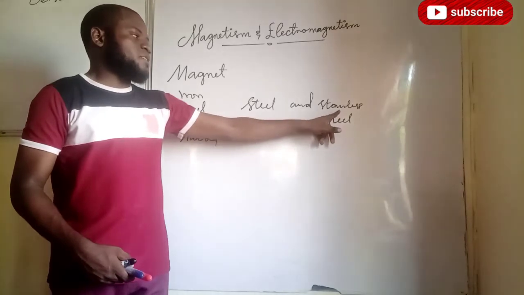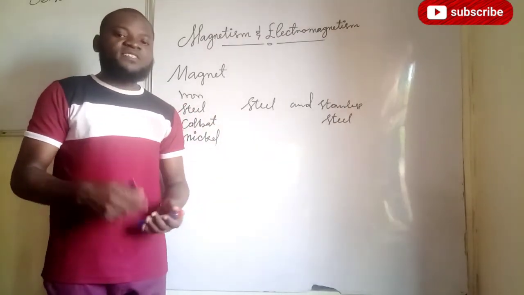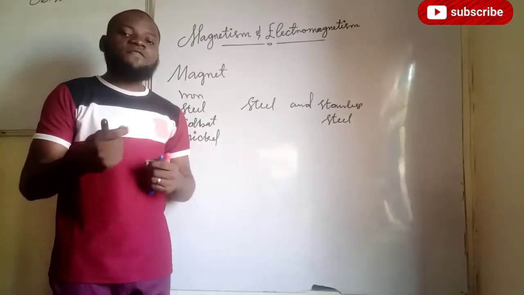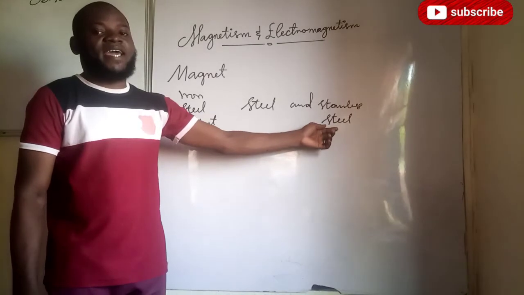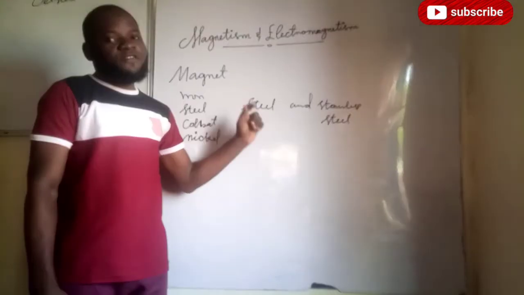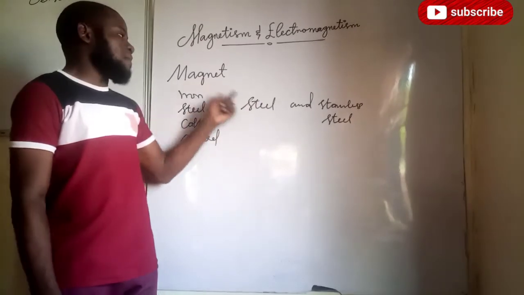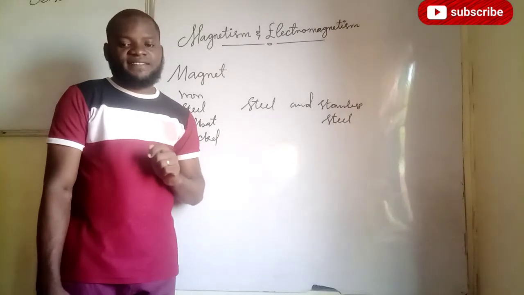When you want to talk about stainless steel, your spoon is an example. When you take a magnet closer to your spoon, if that spoon is not made of iron, then it's not going to be attracted by the magnet. But if the material is a steel, when you take a magnet closer to it, it gets attracted to it. Do we understand that now?